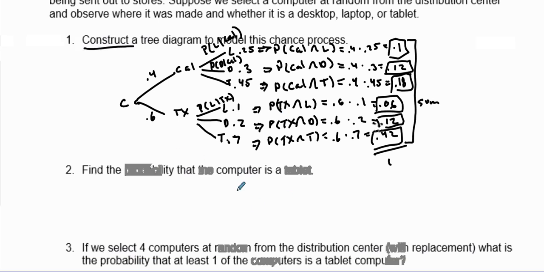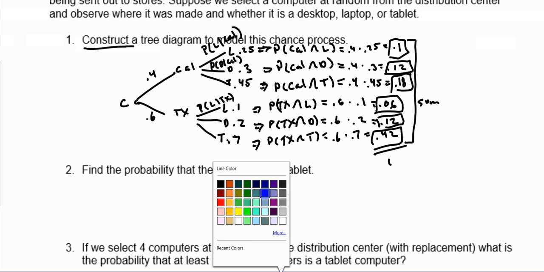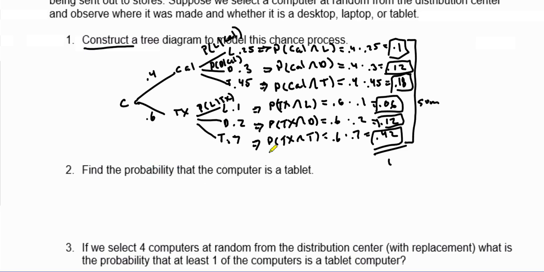Let's figure that out. I'm going to highlight some things. There's my highlighter. Where is a computer a tablet? A computer is a tablet here, for California and Texas, that's where we have the two tablets. So we take 0.18 and add that to 0.42, and we have 0.6. So the probability that we have a tablet is 0.6.